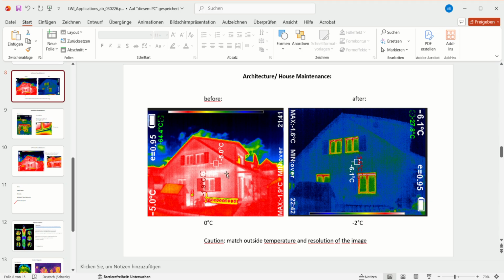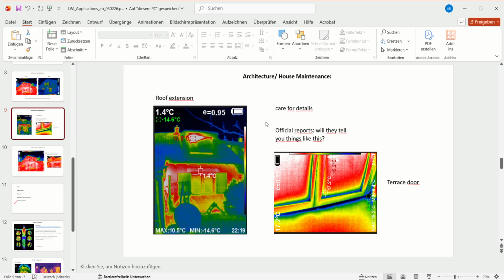But qualitatively speaking, if you look at the images, that's how you can tell where the hottest spot or the most energy is gonna leave the house. And here, for example, you can see in the middle of the wall there's the hottest spot, whereas after outside insulation, the hottest spot is actually the corner of the window, which is something you would expect.